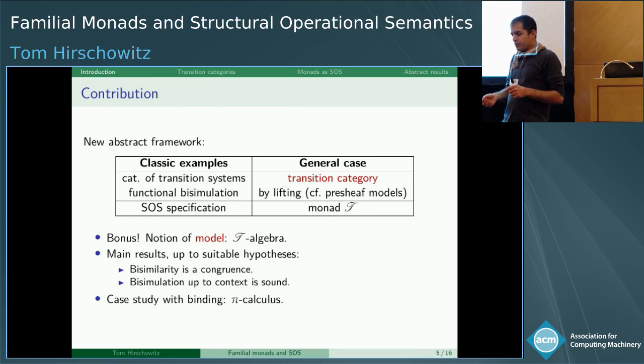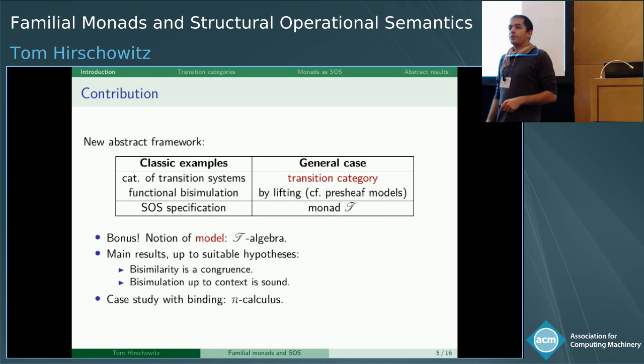And then we're going to abstract over structural operational semantic specifications in the classic setting by giving a monad T on the considered transition category. I'm going to explain why a monad is like a source specification. And as a bonus, we get a notion of model, which is just a T-algebra, an algebra for the monad.